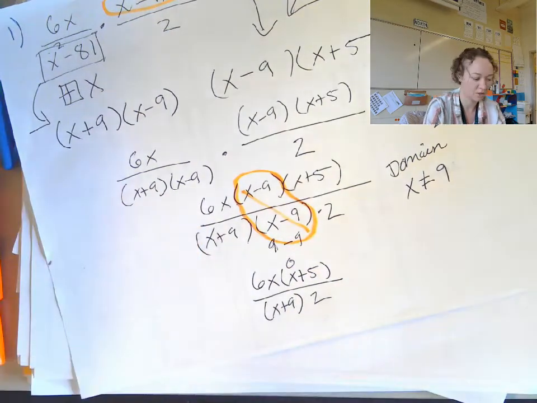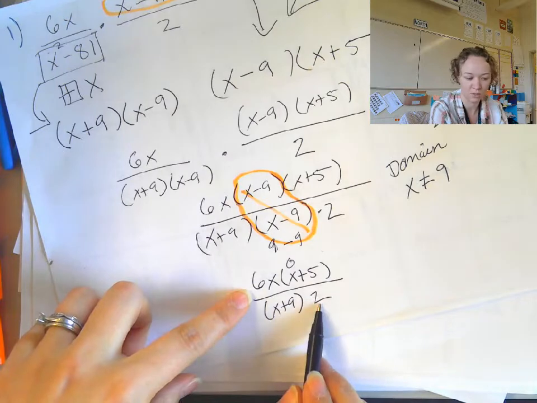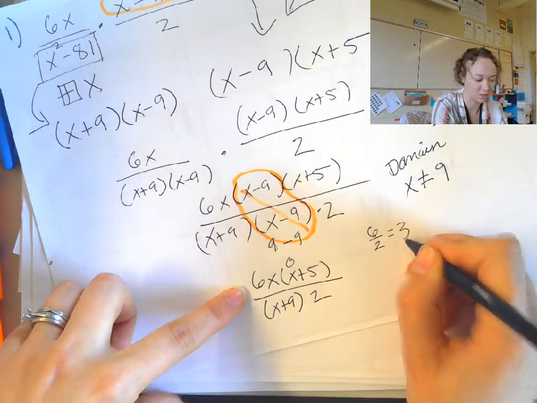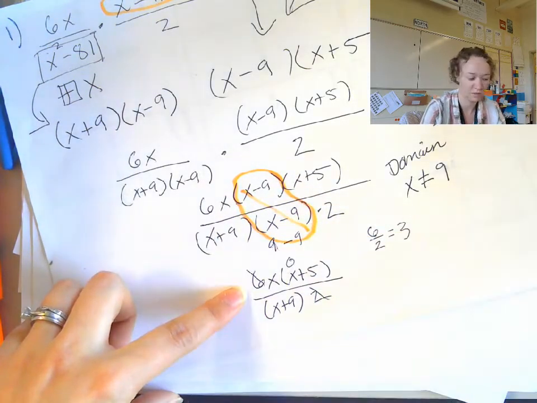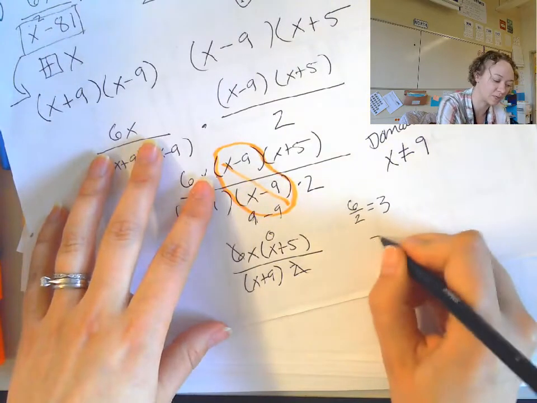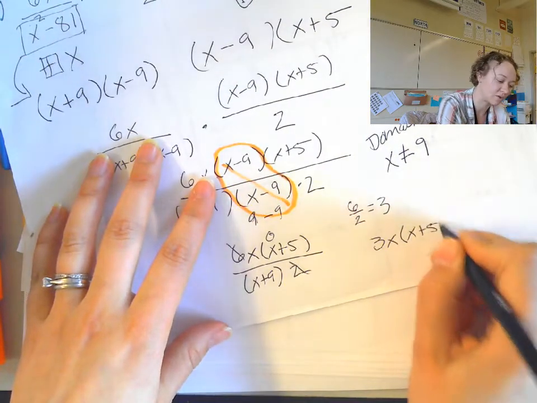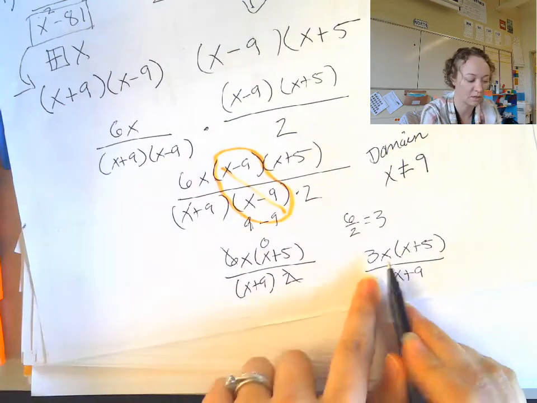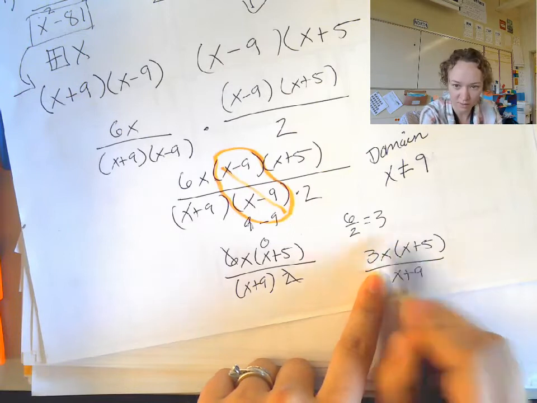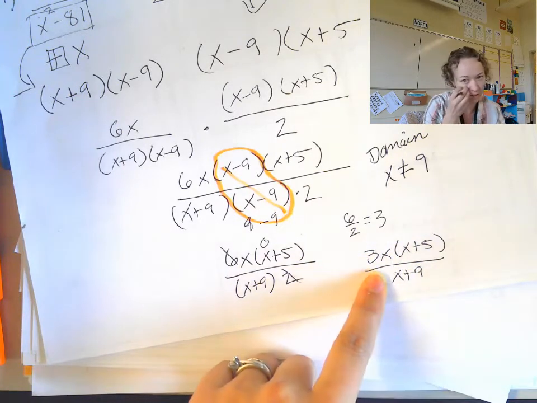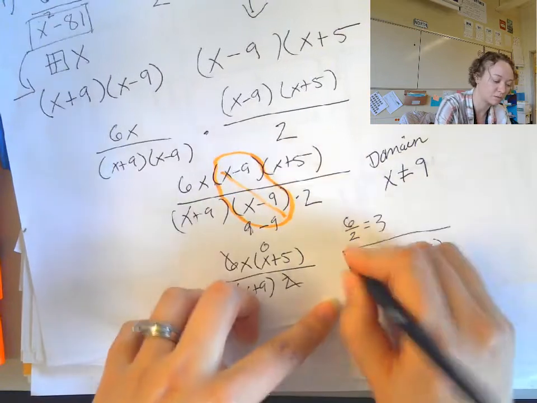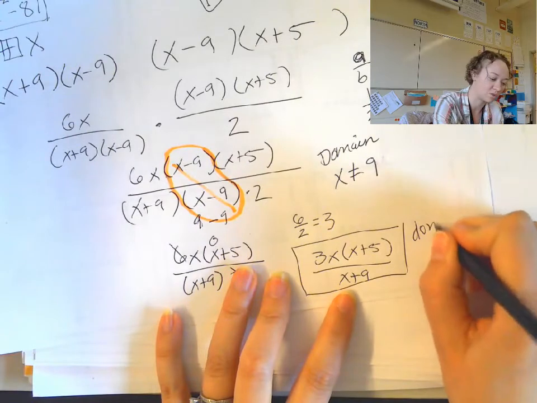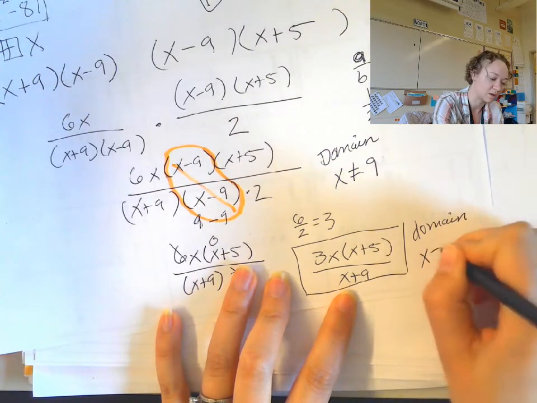I'm almost done. I also noticed that there's a 6 and a 2, and since 6 halves is the same as 3, I could just simplify those. So that would leave me for a final answer with 3x, x plus 5 over x plus 9. I don't know if your teacher wants you to then distribute back out the 3x times x and the 3x times 5. But either way, that's a final answer, saying that the domain x cannot equal 9.